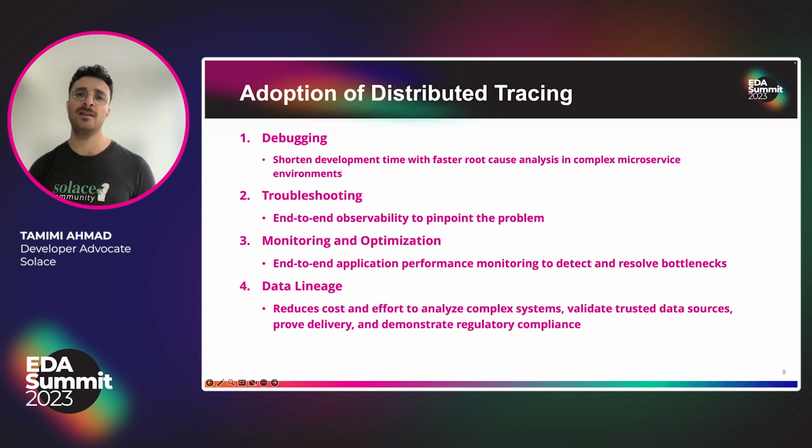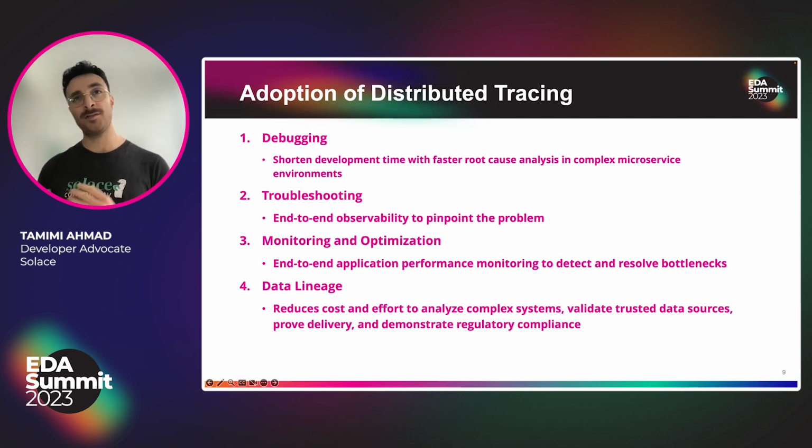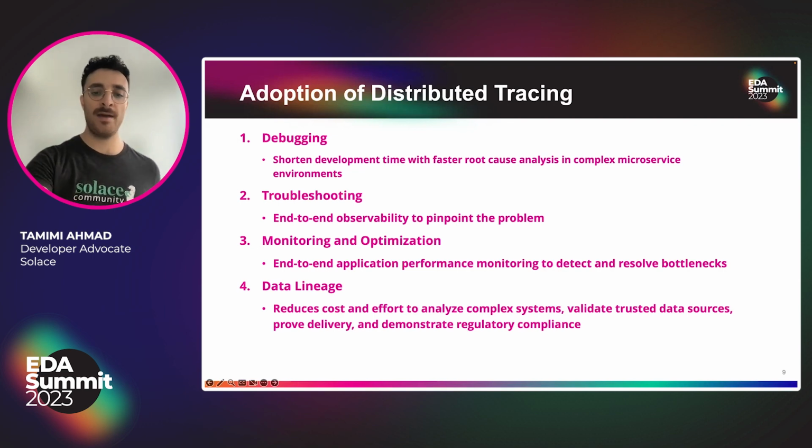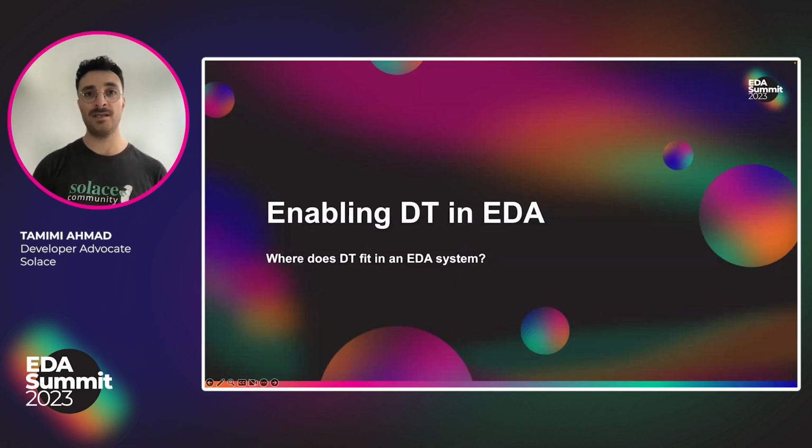Now that we took a quick overview of what observability is, how distributed tracing fits within the observability pillars, and what the distributed tracing benefits are, we can slowly start delving into enabling distributed tracing in event-driven architecture and figure out where distributed tracing fits in an EDA system. A quick note here that throughout the presentation, I'll be referring to distributed tracing as DT and event-driven architecture as EDA. So I'll be using DT and distributed tracing interchangeably, and EDA and event-driven architecture systems interchangeably.